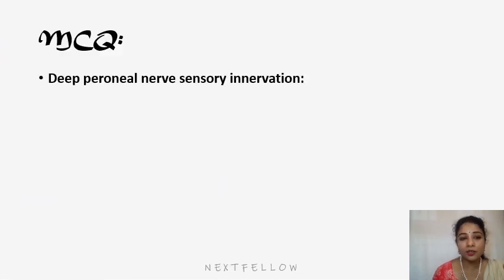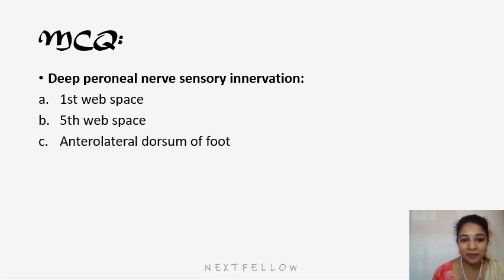Let's do some MCQs. Deep peroneal nerve sensory supply. I hope you will know the answer now. So first web space, fifth web space, anterolateral dorsum of the foot, lateral part of the leg. So the answer is obviously the first web space.